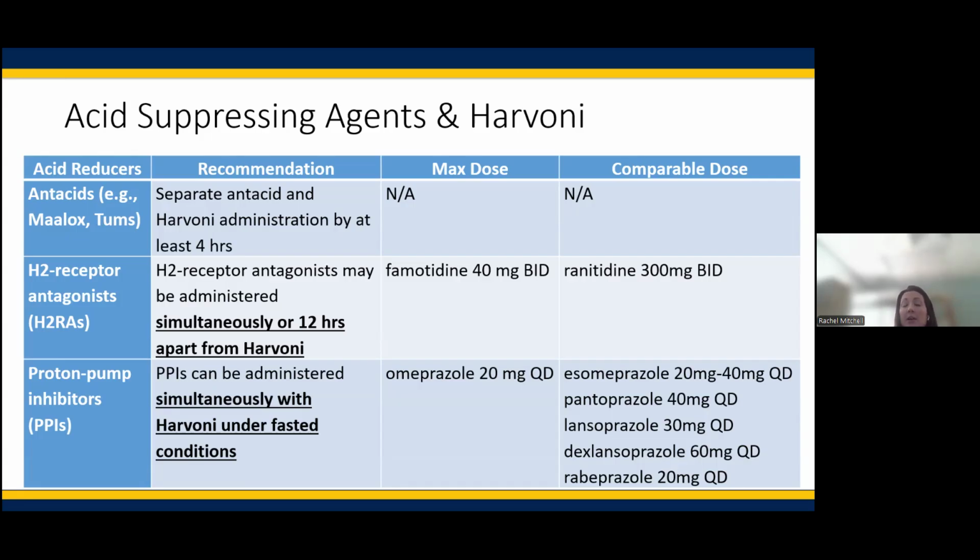The next layer, a little bit more complex, is with your proton pump inhibitors or PPIs. So you've got your omeprazole 20 milligrams as your max dose, and they did do some studies. So they have the comparable doses suggested in the package insert that you could utilize as well when given with Harvoni. And the recommendation there is to take them simultaneously under fasting conditions. So no food in the stomach, taken on an empty stomach, take them at the same time every day. So those are your recommendations with Harvoni.